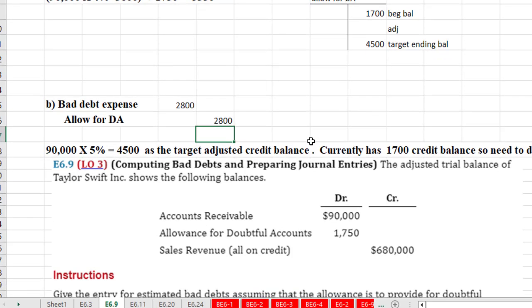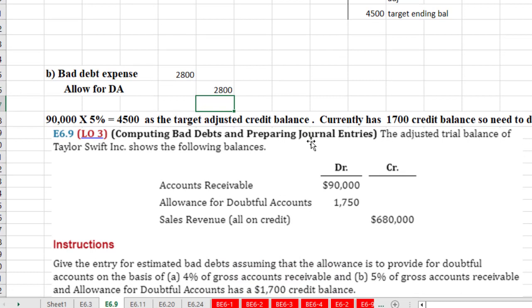So that's how we do that problem, and hopefully by now you'll kind of understand how the allowance for doubtful accounts works in conjunction with the receivables account to give us a better overview of the value of what we expect to collect.